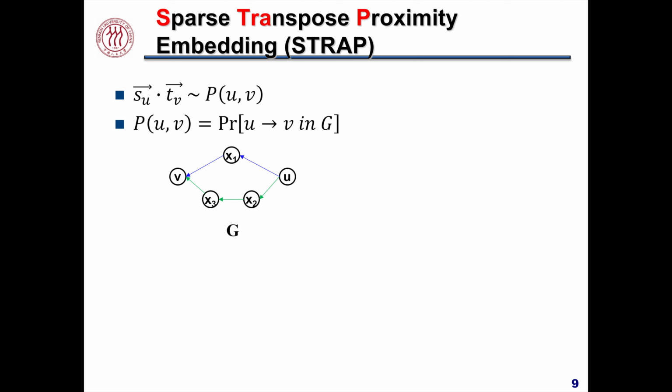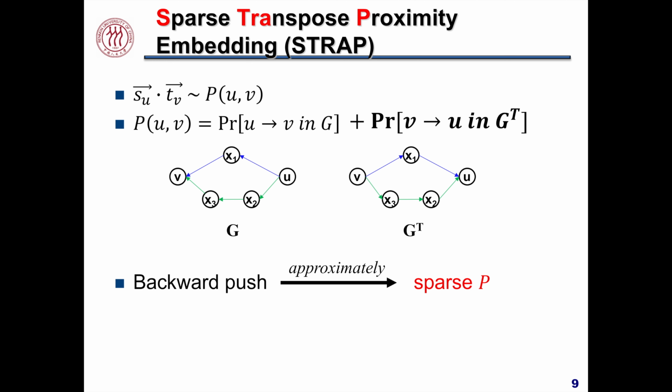We propose a sparse transpose proximity embedding algorithm to solve these problems by changing the definition of P(U,V). The original proximity is the probability of a random walk from U to V, as shown by the blue and green paths in G. Consider the transpose graph. The paths from V to U correspond to the paths in G. We compute the matrix approximately with backward push.